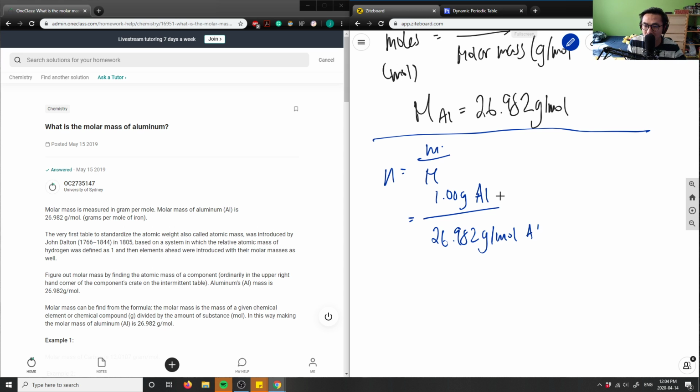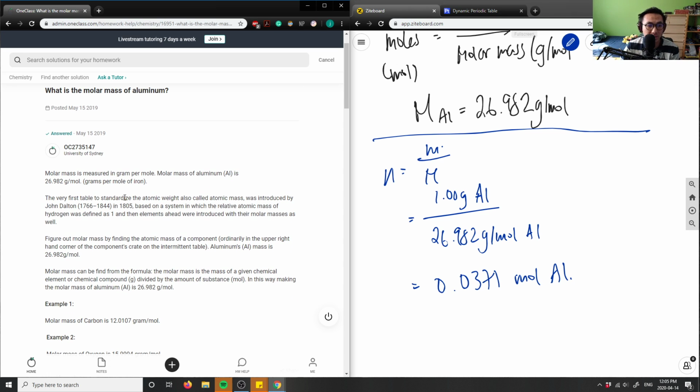Grams per mole of aluminum, and we can divide that out. Let me get my calculator. So it's 1 divided by 26.982, which would give us a mole. So the moles of aluminum in 1 gram would be 0.0371 moles of aluminum, right? And we know how to use these stoichiometric problems to solve for a question here.